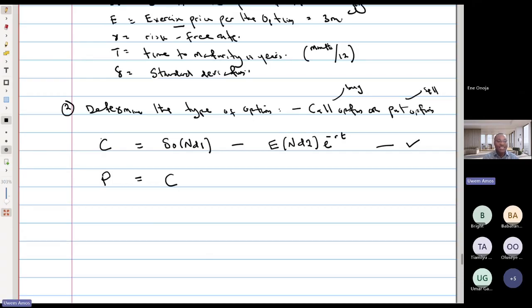So whenever you have a put option, which is the right to sell something, you must first calculate what the C is, which is the value of the call option. So that minus SO, which is the current market price of the item, plus E multiplied by the exponential constant raised to the power of minus RT. All right, guys, so that's what you need to take note of.